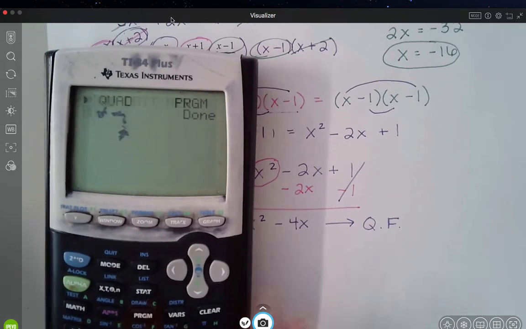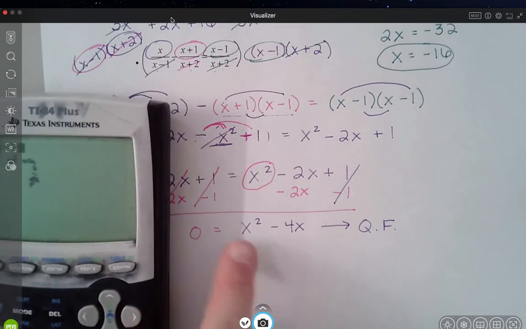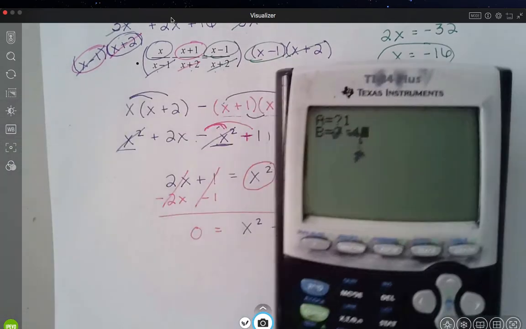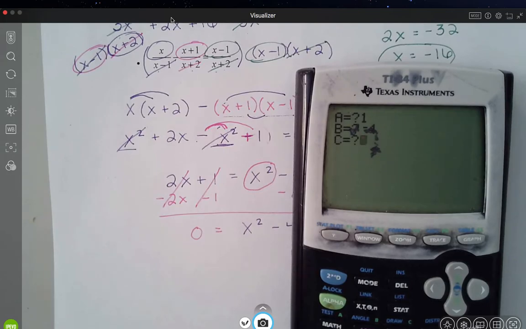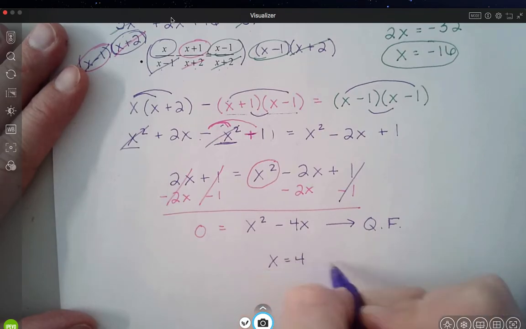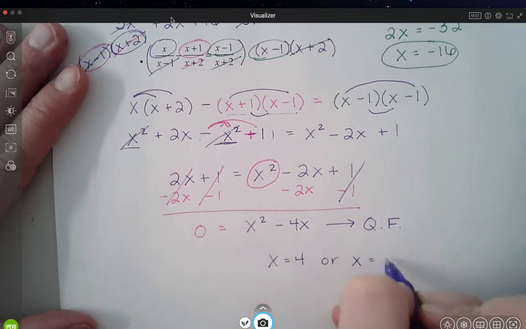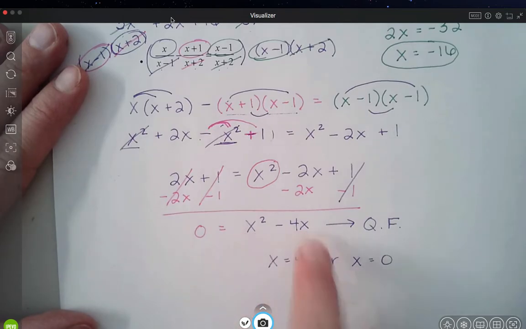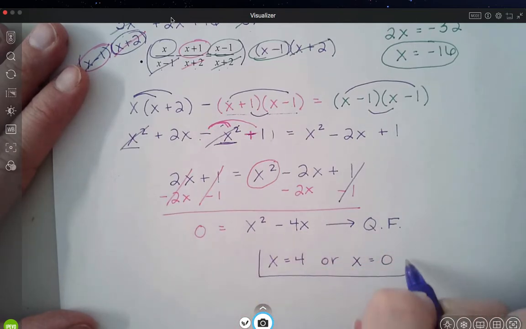Okay, so quadratic formula program. Again, my quadratic formula, not my favorite. I'm going to hit regular. My a value here is 1. My b value is -4, and then the thing to be careful of is your c value. There's nothing there, so it would be 0. And I ended up with 4 and 0, I believe. So x equals 4, or x equals 0. And if you think about both of those values being plugged in here, both of them would work.